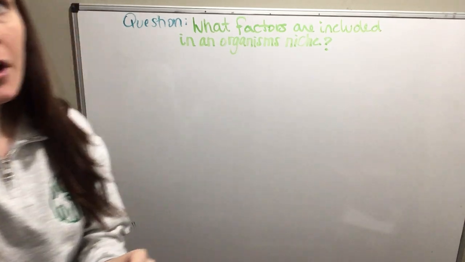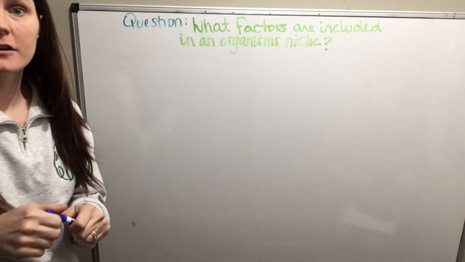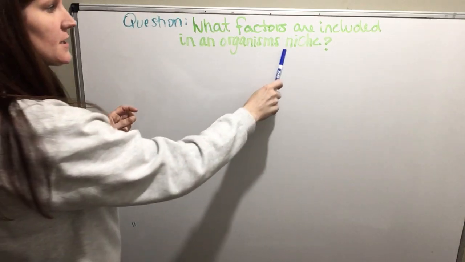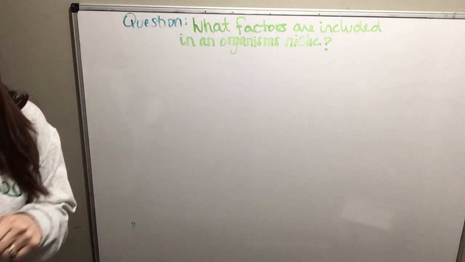All right, good morning. So your question for today is what factors are included in an organism's niche? Niche is N-I-C-H-E. I'm going to switch colors of pen because I don't like the green.